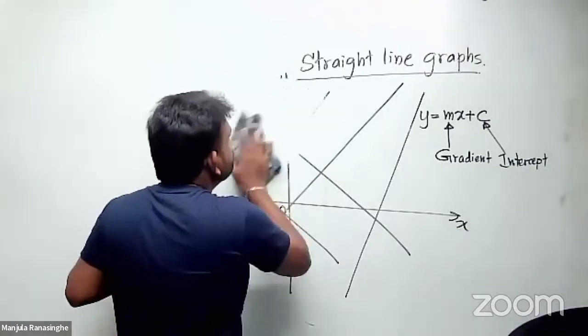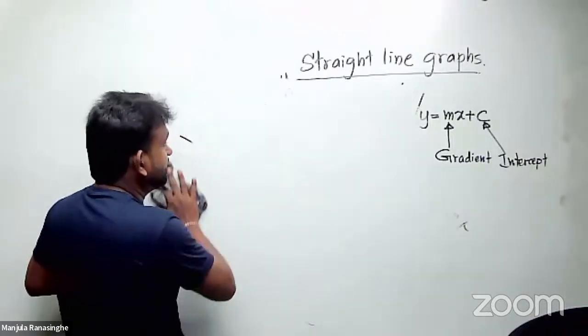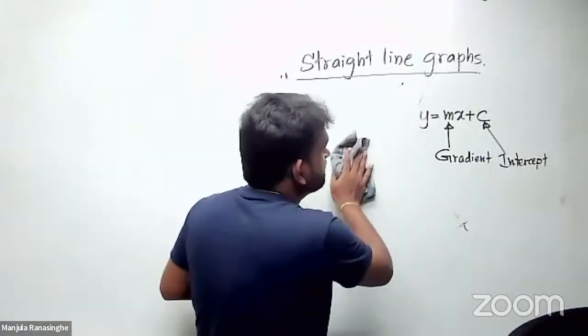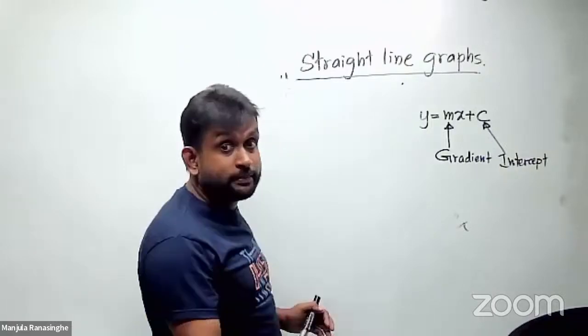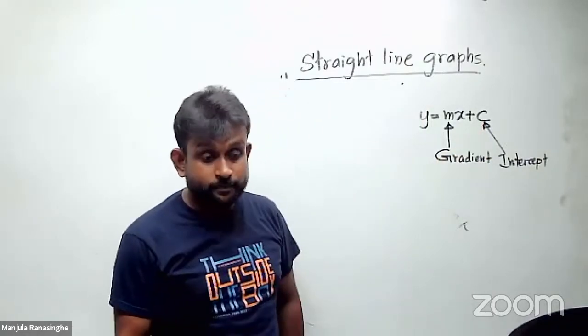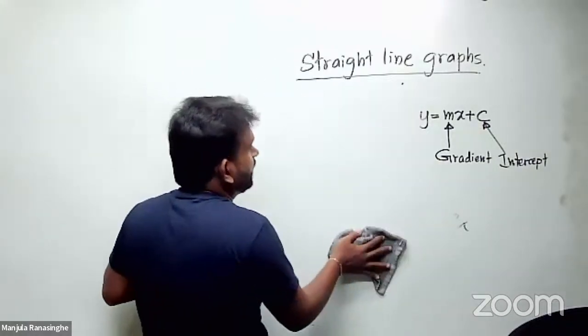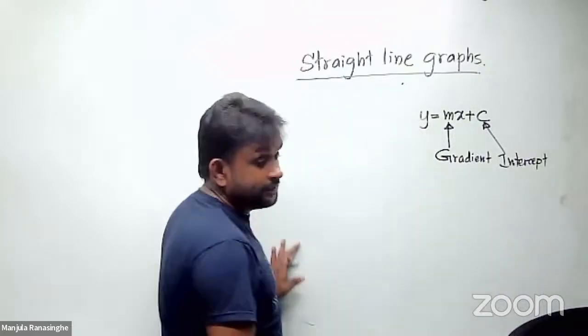Okay. Now you know what is the identity card of a straight line, right? y equals mx plus c. So we defined m and c. m is the gradient and c is the intercept.